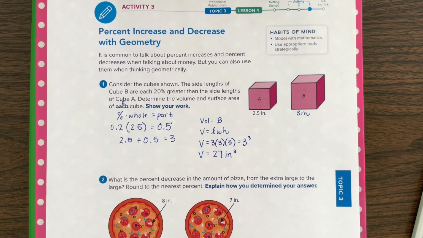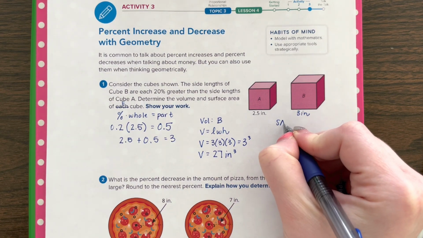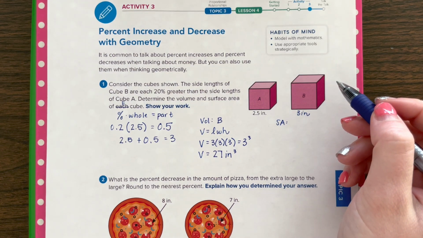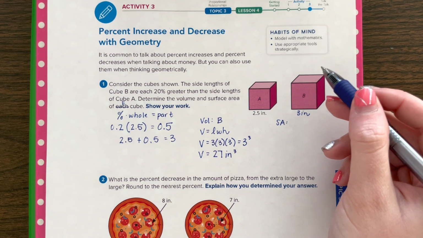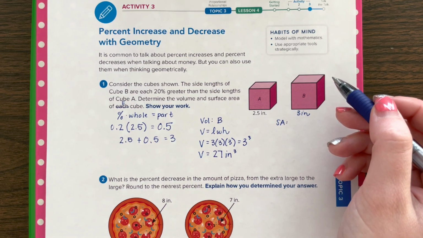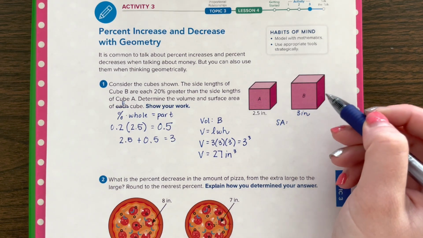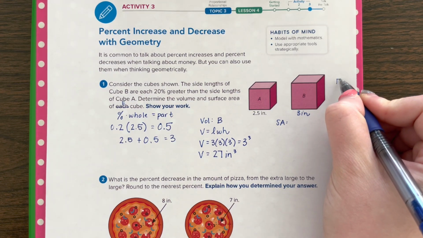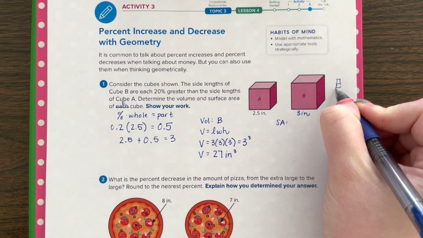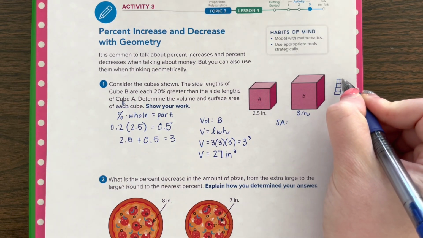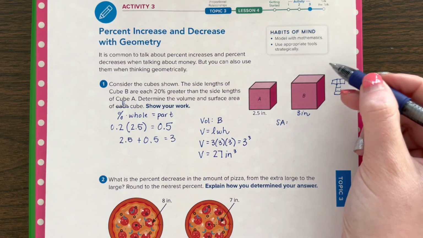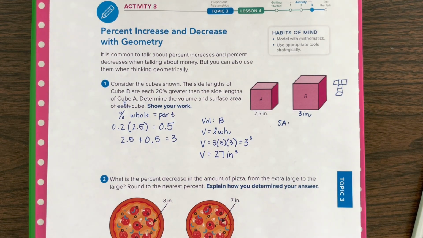All right, now let's talk about surface area. Surface area is everything on the outside of the shape. If we're talking about wrapping a gift or cardboard packaging, it's everything on the outside. If we were to take this cube and unfold it, we would see 6 different squares. So I'm going to draw a net to represent that. We could fold this back up and we would get a cube.